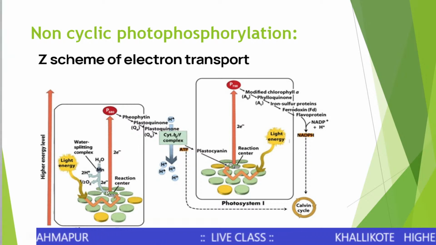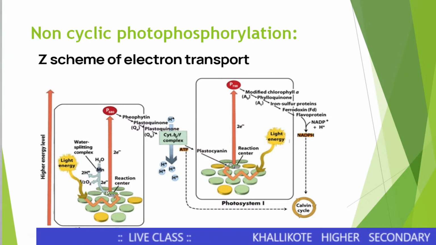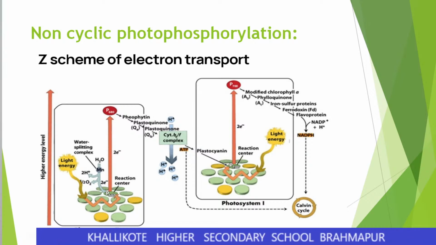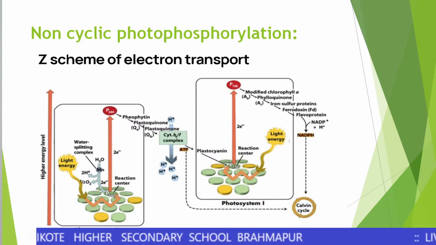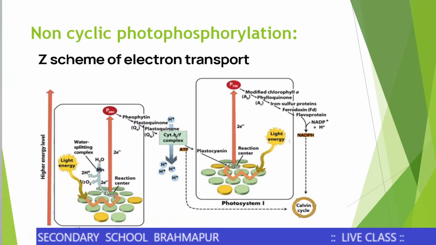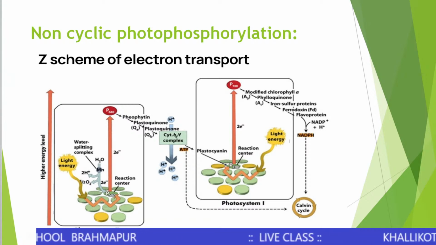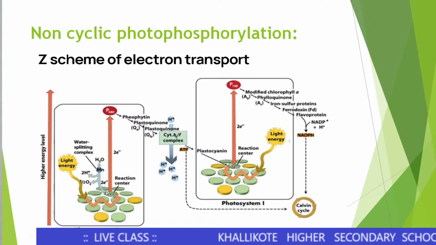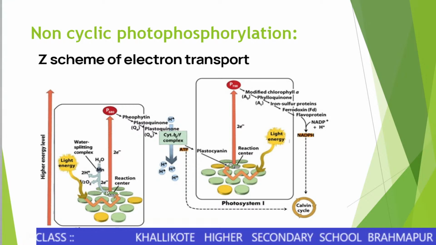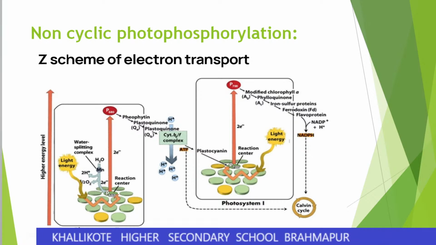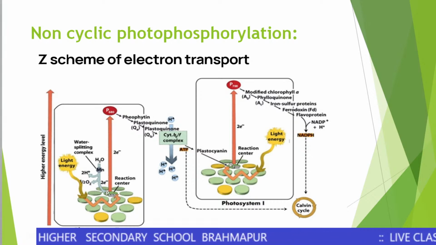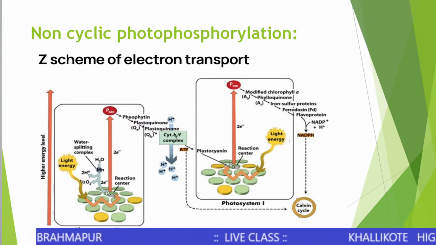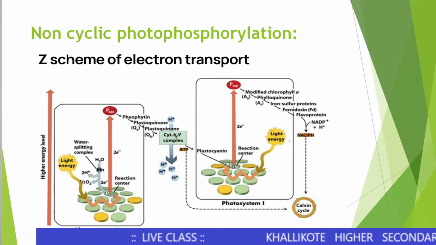So in the entire process of cyclic and non-cyclic photophosphorylation, we find the number of ATP that can be synthesized by the cyclic photophosphorylation process is 2 in number, whereas the number of ATP that can be synthesized during the Z scheme of electron transport is 1 in number. So a total of 3 ATP molecules can be synthesized by cyclic and non-cyclic photophosphorylation. The number of NADPH molecules that are synthesized is 2 molecules for the 2 electrons moving.